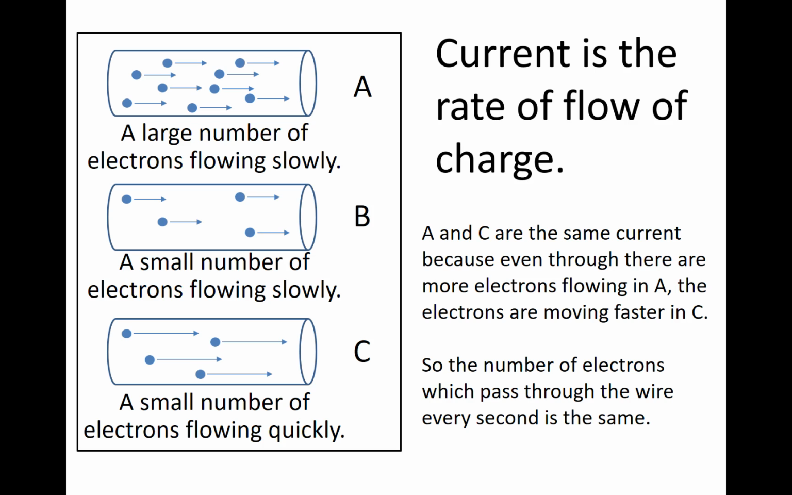So if you were to observe the electrons travelling past you and count how many went past every second, you would find that the number that went past every second is the same in A as it is in C. Whereas B has a low current. This is because not only are there few electrons moving, but they are also moving slowly. So the number of electrons which pass through the wire every second is the same in A and C. They are the same current.